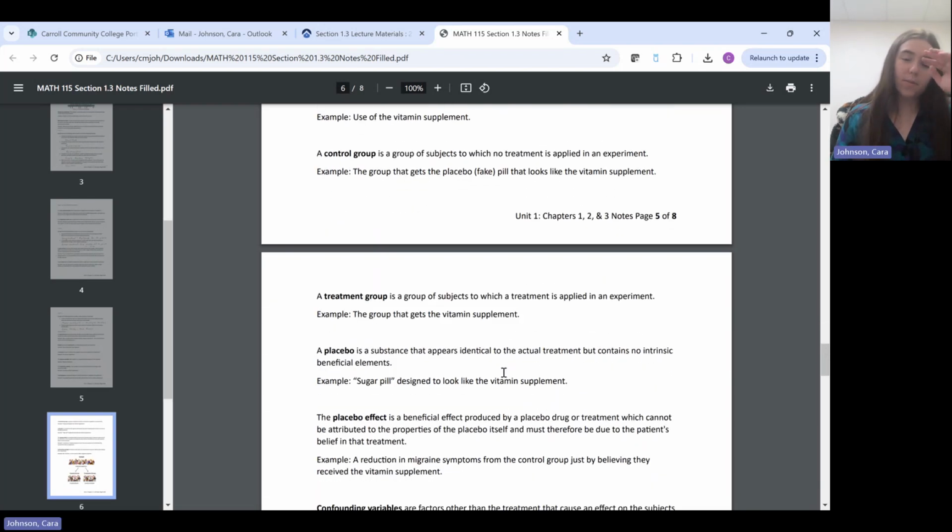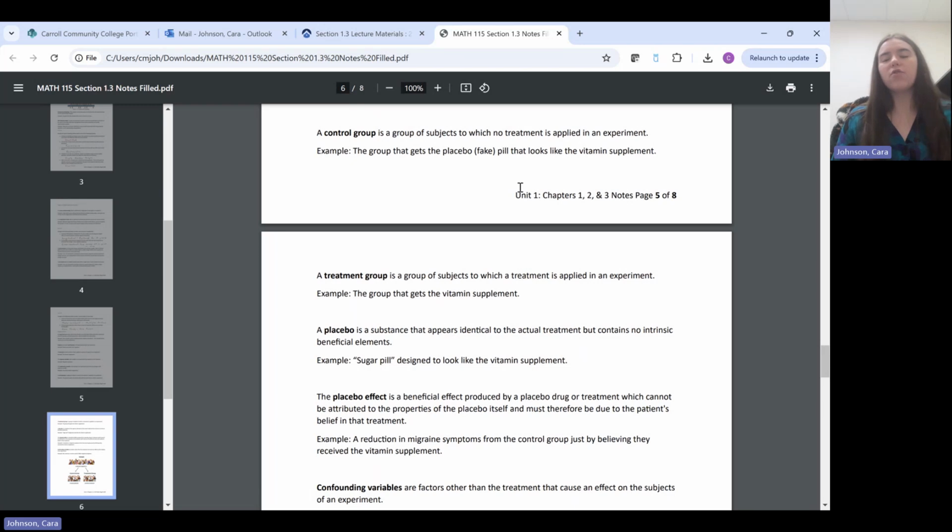And then the control group. I kind of talked about this a little bit earlier, but that's a group of subjects where no treatment is applied. So the group that gets the placebo, or the fake pill that looks like the vitamin supplement, would be the control group. And the treatment group is the one that actually gets the treatment, the one that gets the vitamin supplement.